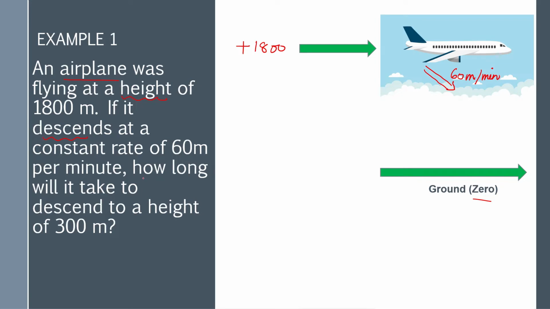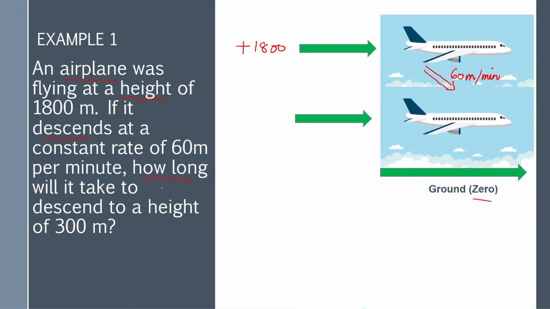How long will it take to descend to a height of 300 meters? So what is the new height of our airplane? 300 meters. Again, height is given, so we will represent it with positive. Okay, now what is the gap between both the heights of the airplane? This was the first height and 300 is the second height. So what is the gap given?